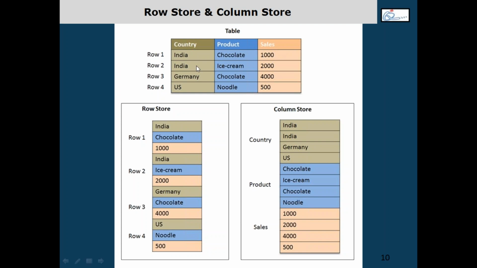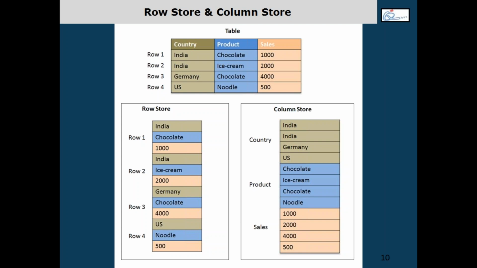And if I create the same table as column store, values of one column are stored in one continuous memory location. It takes all the values of country and puts them into one memory location. It takes all the values of product, puts them into one memory location. It takes all the values of sales and puts them into one memory location. Memory, RAM, will have different memories like pages. It finds a page which is free and inserts the data into that particular page.